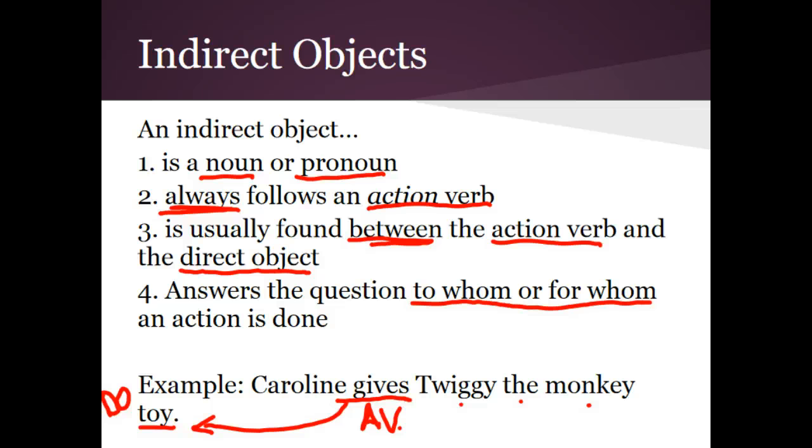Now I want you to ask yourself, gives the toy to or for whom? Caroline gives the toy to whom? Well, she gives it to Twiggy. So Twiggy is our indirect object.